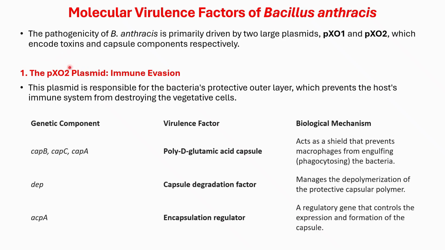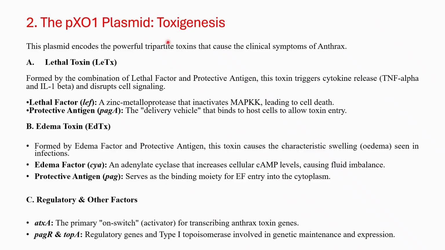So, the PX02 plasmid is mainly involved in capsule formation, and it helps in immune evasion by preventing phagocytosis. Next, we move to the plasmid PX01, which encodes the potent toxins that cause the clinical symptoms of anthrax. These are divided into two main complexes. The first one is the lethal toxin.